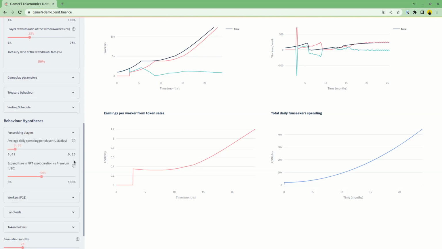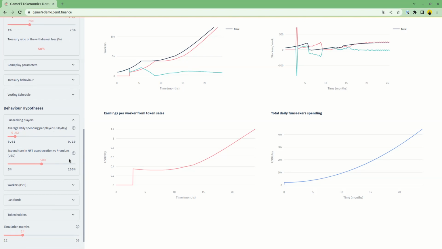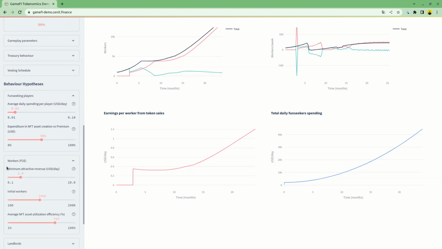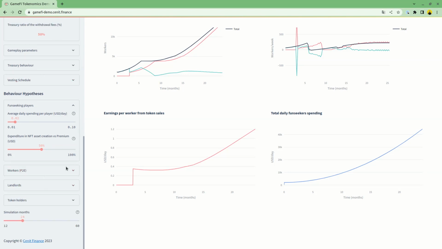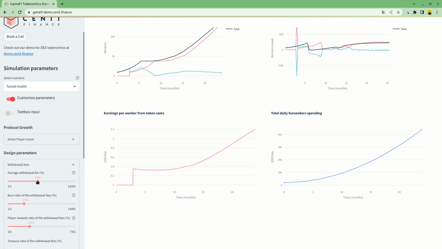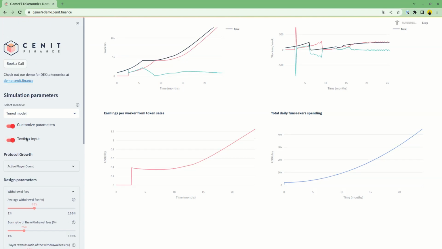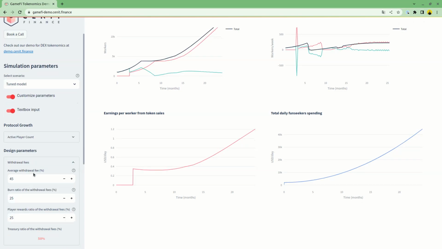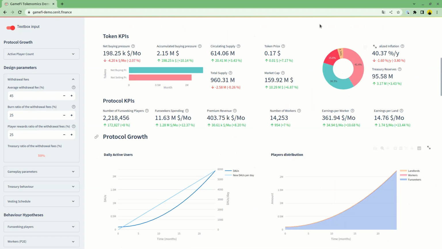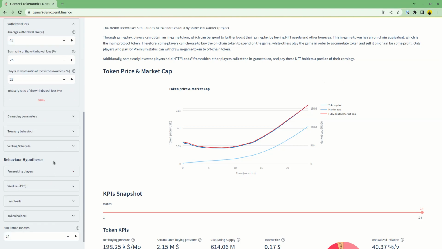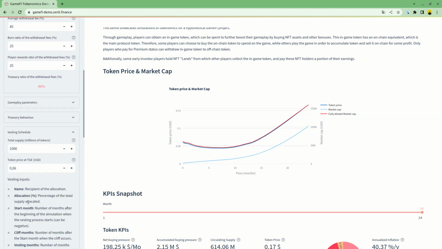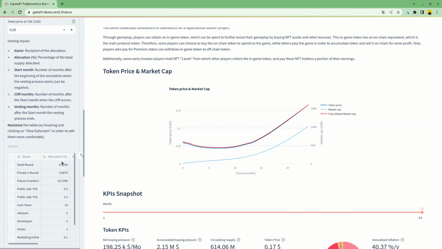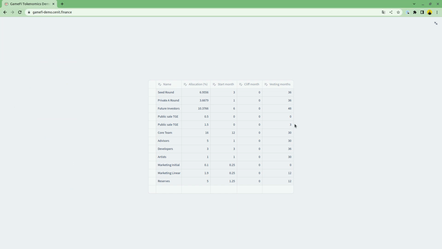So for example, how much each fun seeker, so players who come for fun to my game, are going to be spending daily, or what's the minimum attractive revenue for workers or play to earn gamers. Once you have selected a specific scenario here, you can do it with the sliders, just moving all along, or you can also introduce, if you want to, with the text box, the proper number. You're able to create a new scenario, and all the simulation is run instantly. You can also check here on the vesting schedule, the total supply, and the token initial price of the simulation, and rearrange all the vesting schedule, the allocation, and the cliffs for this specific simulation if you want to.